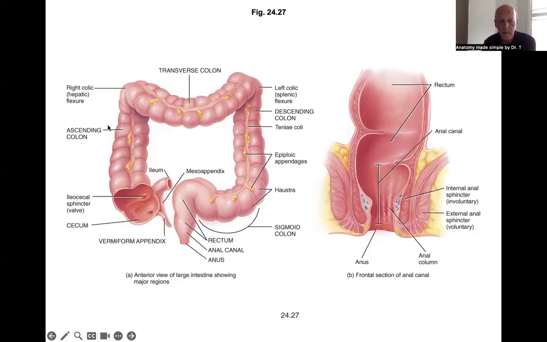And of course, the role of haustrae is going to be further and further reduced as the fecal material is formed and it is, as I said, being more solid than liquid.